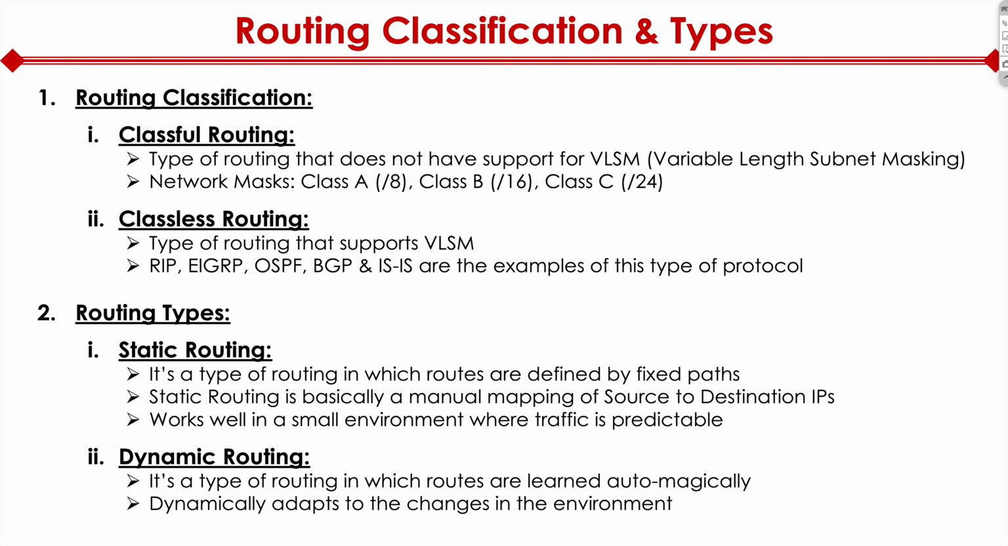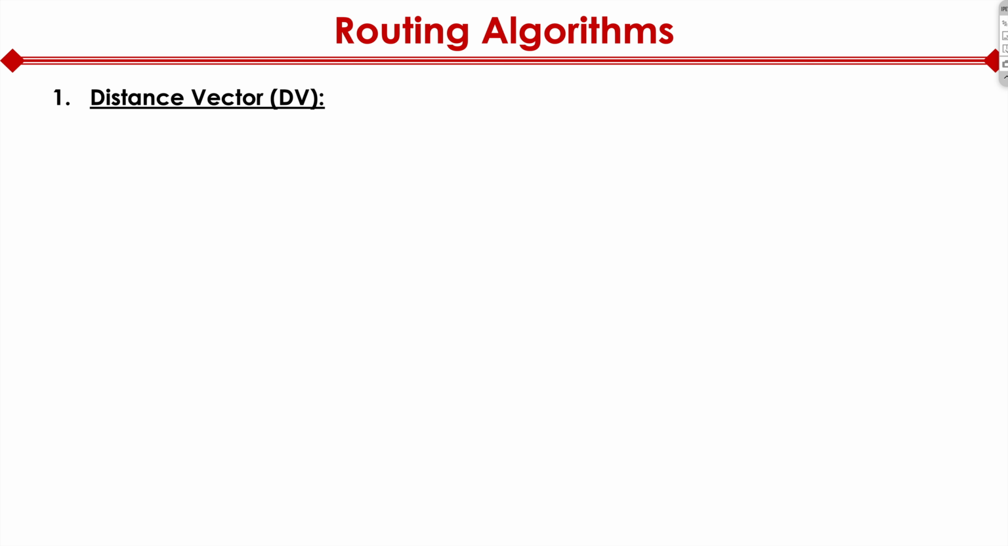Dynamically adapts to the changes in the environment. And the internet wouldn't exist today if it wasn't for dynamic routing. Examples are BGP, OSPF, all these routing protocols are dynamic routing protocols. Whereas if you were to manually type in a static route command, that would be considered static routing. There are different types of routing algorithms.